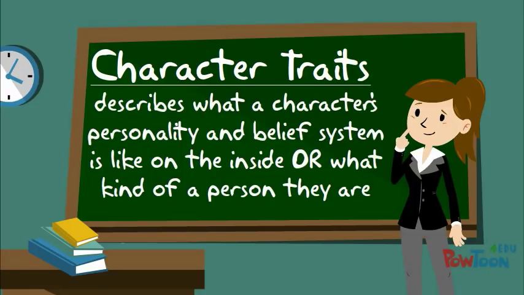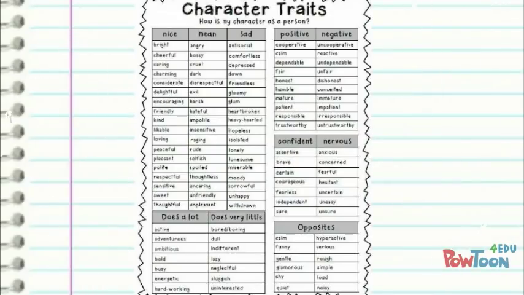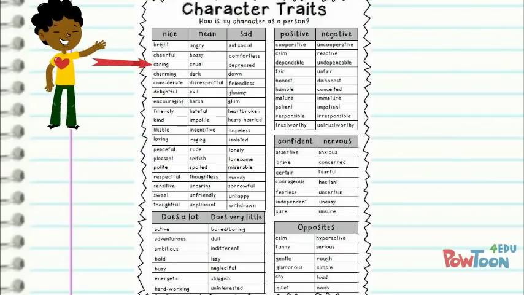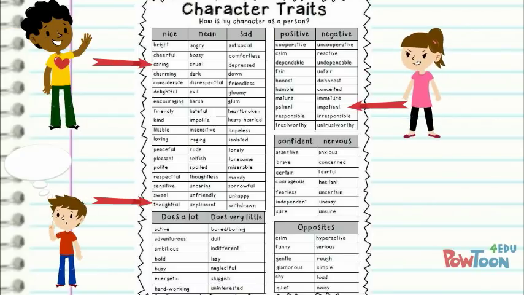Character traits describe how a character is on the inside, their personality or their belief system, basically what kind of a person they are. In your notebook, you have a list of different character traits. Some characters can be caring. Some characters can be thoughtful. A character trait can be impatient, or it can be loud.